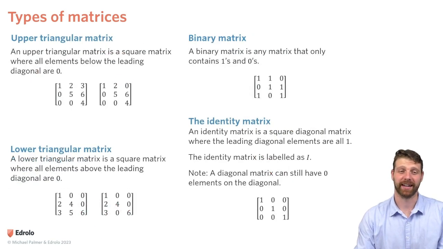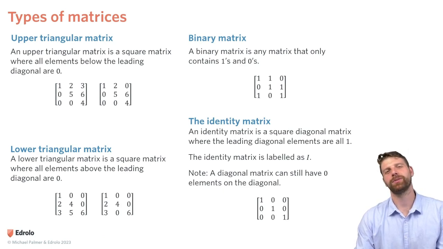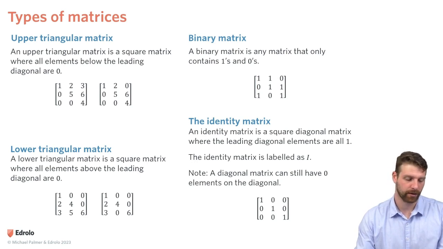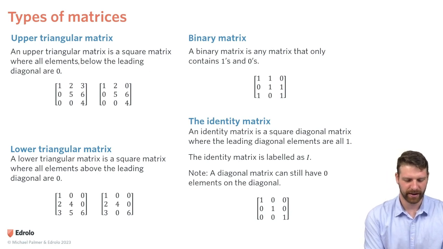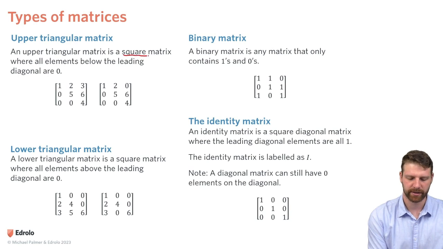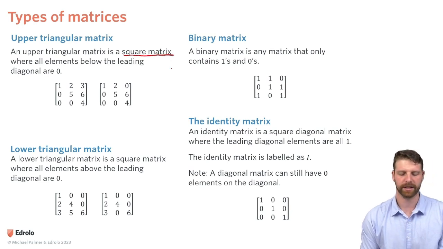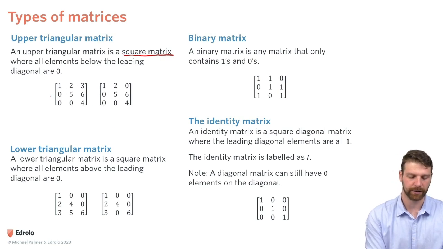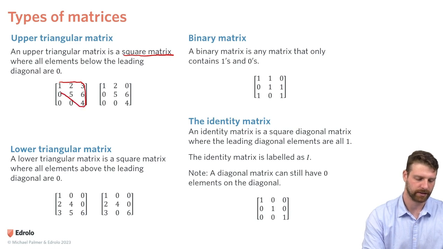Okay, lots of matrices today. We've got an upper triangular matrix and a lower triangular matrix. These won't play too big a part in the general maths course, but they are very important later on. If you did some matrices at uni, then you definitely work with lower and upper triangular matrices, or I hope that you would. So an upper triangular matrix is a square matrix, so it has to be a square, where all elements below the leading diagonal are 0. So we can see here in the upper triangular matrix that everything below this leading diagonal is 0.